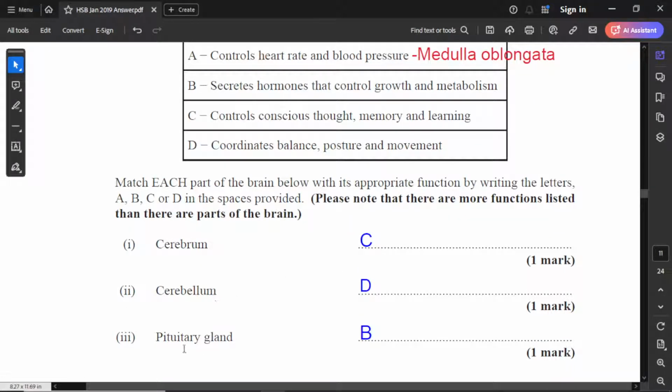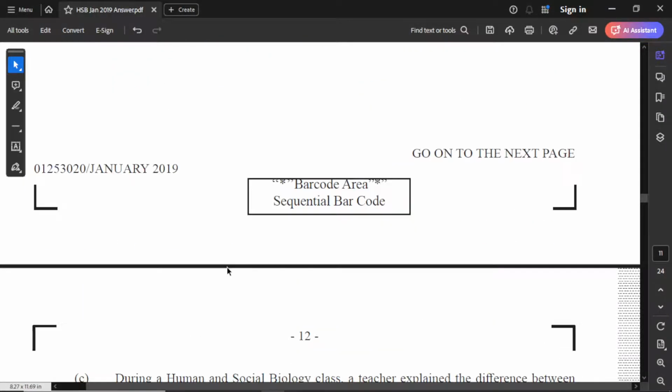And so this is the matchup right here. Pituitary gland will be the one that is used to control growth and metabolism, because it's called the master gland and it controls all other glands. And to control conscious thought, memory, and learning, that will be our cerebrum. That's the largest part of the brain. And to control balance and posture and movement, that is the cerebellum. All right, and so let's go to the next part of the question.